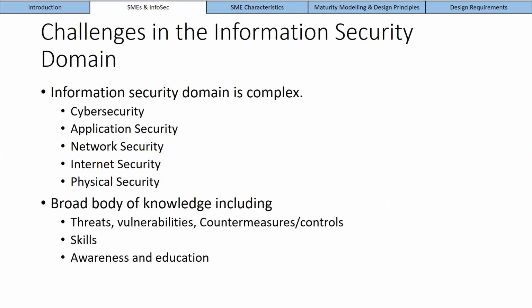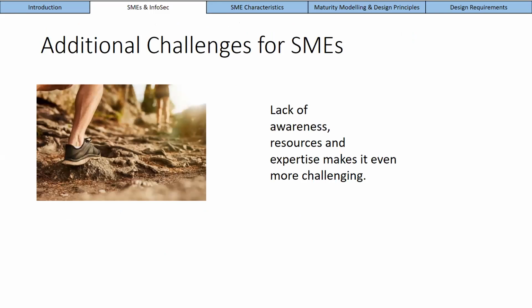As we all know, there are challenges in the information security domain. The domain is quite complex. It entails cybersecurity, application security, network, internet, physical security, subdomains, and it entails a broad body of knowledge, including threats, vulnerabilities, countermeasures, skills, awareness, and education. There are additional challenges for SMEs. Lack of awareness, resources, and expertise makes it even more challenging for them.